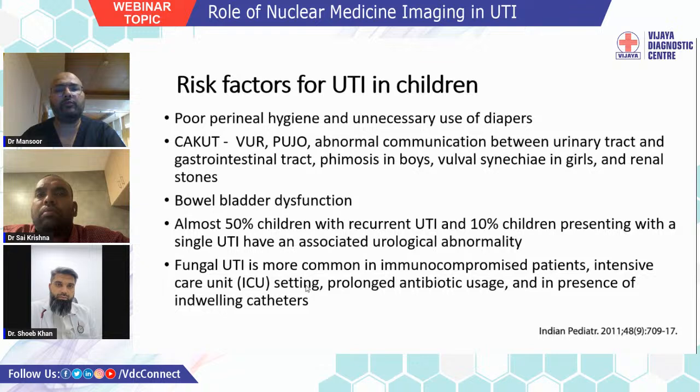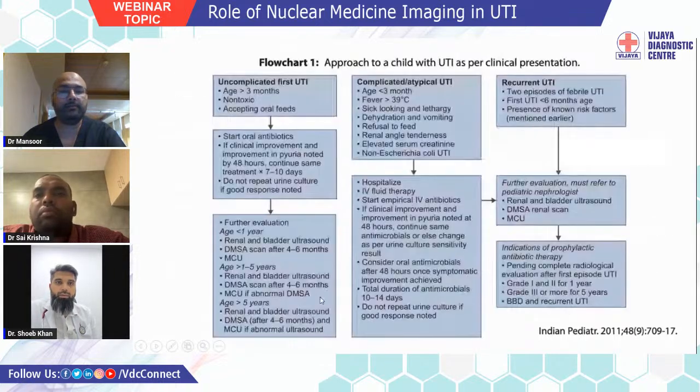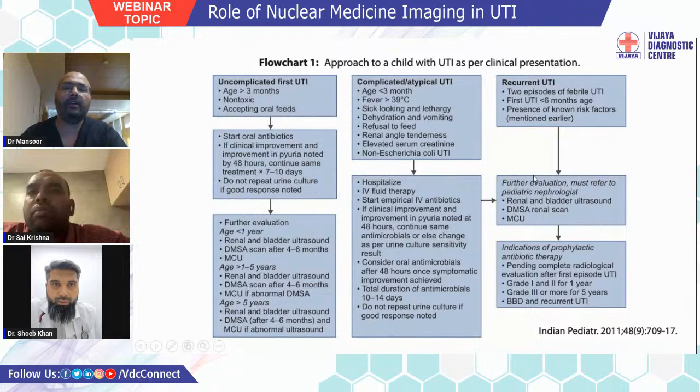And fungal UTI is more common in immunocompromised patients, in ICU settings, with prolonged antibiotic usage and the presence of a long indwelling catheter. So this is the algorithm used by Indian Pediatrics, and this is how we should approach any patient. I won't go into the details. I just wanted to show the algorithm which is available, and we can follow this.